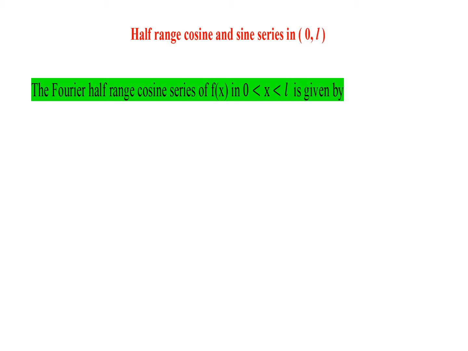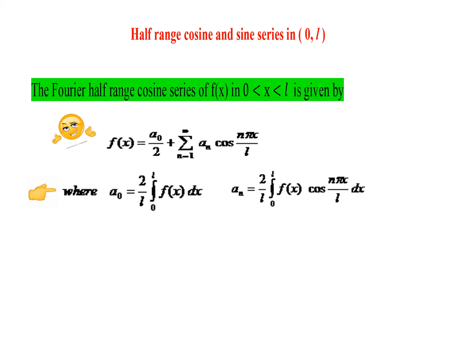First one, the half-range cosine series of a function in the interval 0 to L is given by f of x equal to a0 by 2 plus summation an cos n pi x by L, where the formula for a0 and an are given as shown. a0 is 2 by L integral 0 to L f of x dx and an is 2 by L integral 0 to L f of x cos n pi x by L dx.